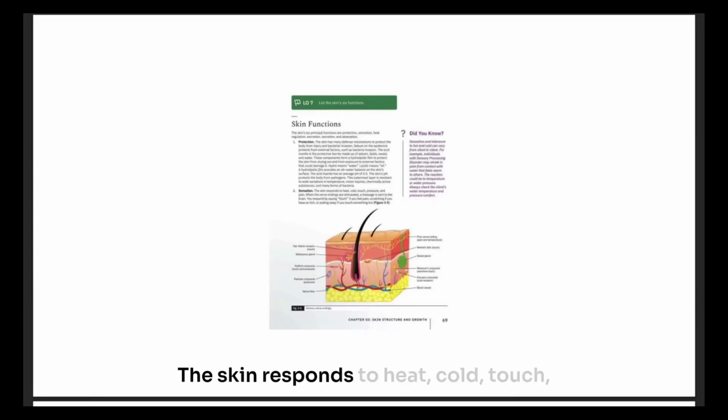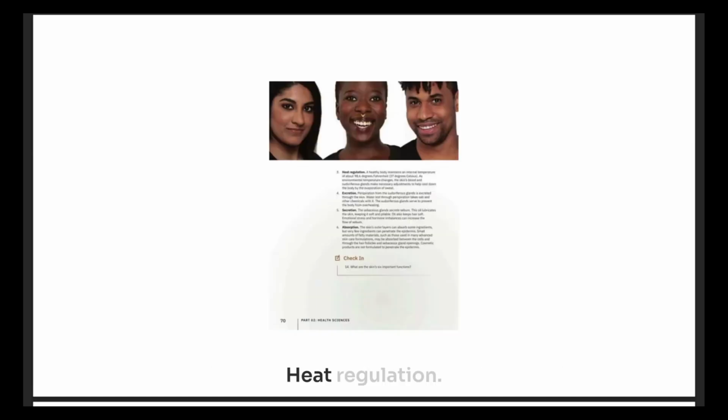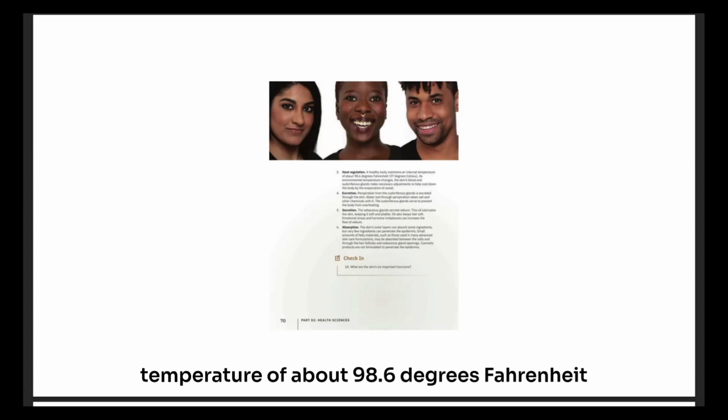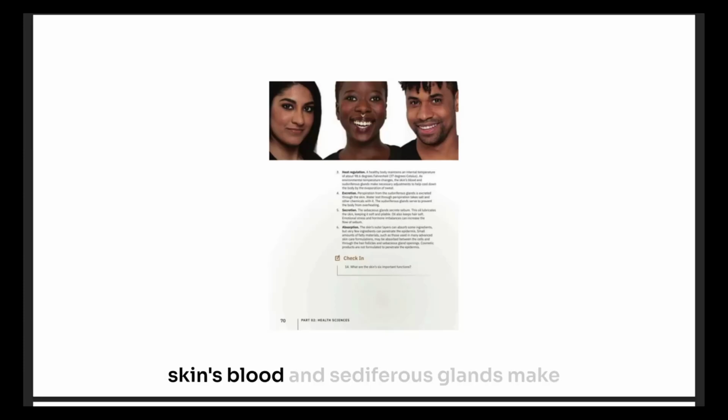Sensation. The skin responds to heat, cold, touch, pressure, and pain. When the nerve endings are stimulated, a message is sent to the brain. You respond by saying ouch if you feel pain, scratching if you have an itch, or pulling away if you touch something hot. Heat regulation. A healthy body maintains an internal temperature of about 98.6 degrees Fahrenheit or 37 degrees Celsius. As environmental temperature changes, the skin's blood and sudoriferous glands make necessary adjustments to help cool down the body by the evaporation of sweat.